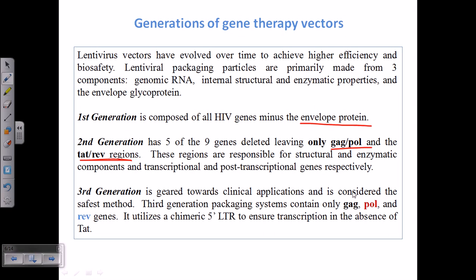POL and REV. Now GAG is providing us the structural components, POL is again providing us the enzymatic components like the protease, like the integrase, which are required for the insertion and deletion purposes. And the REV gene is also there. Now the REV gene is again helping us in the establishment of our infection. Okay, now here it utilizes a chimeric 5' LTR to ensure the transcription in the absence of TAT.